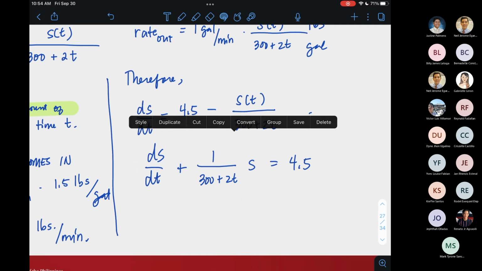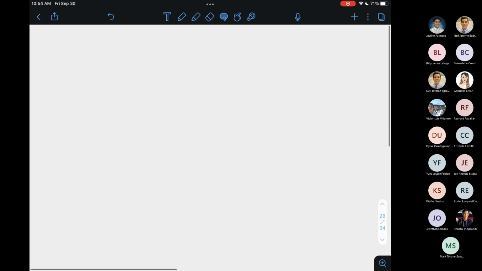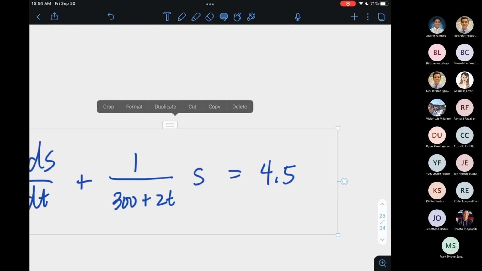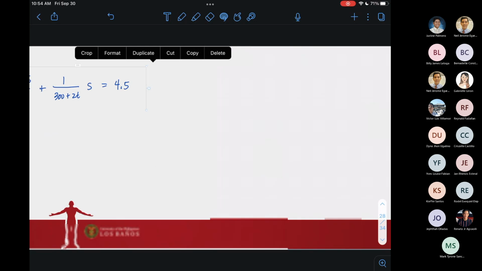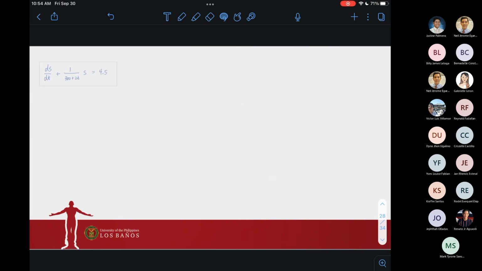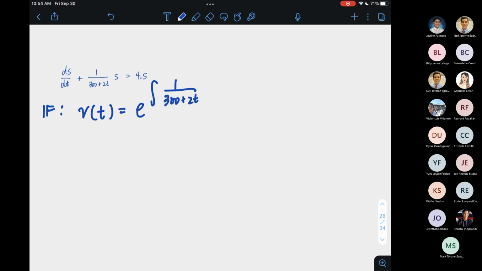Okay? Kasi solve ko na to by integrating factor. Tanaw ko sa next page. Paste ko yung ating, oops. Bakit lagi nawawala yung pinipaste ko? So kung ito yung ating ODE, so ang integrating factor natin ay v of t, kasi ang independent variable natin ay time. This would be e to the integral of 1 over 300 plus 2t dt.